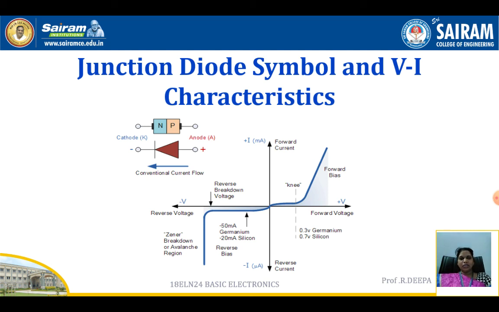Here we have combined both the forward and the reverse characteristics of a PN junction diode under forward bias and reverse bias. As already discussed, the forward voltage for silicon is 0.7 volt. Above that we can expect a steep rise in the forward current, and for germanium it is 0.3 volt. And the reverse current, you can observe, is very less.